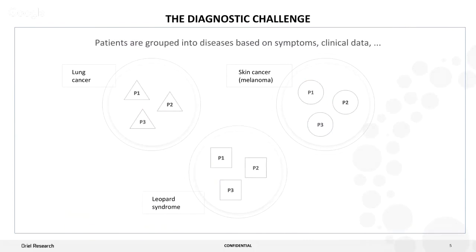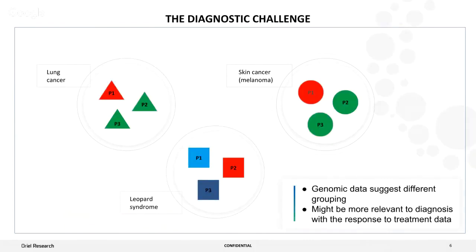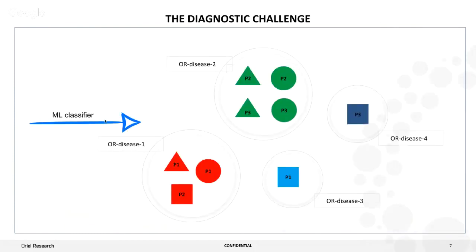But we suggest that if we look at the diagnostic features of this patient, we might find another classification of the patient, another diagnostic. And if we even add the response to therapy, we might be able to prescribe the right drug to the right patient. And then by a machine learning classifier, we're getting to four different diseases that share the same common genomic properties, and are also probably going to respond to therapy the same way.